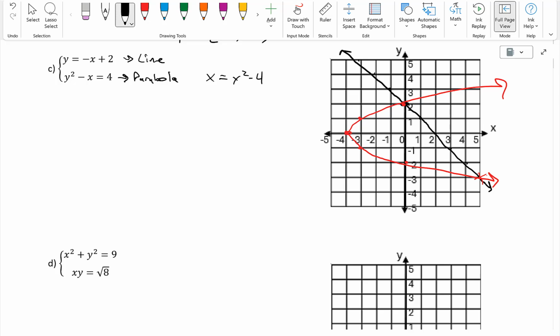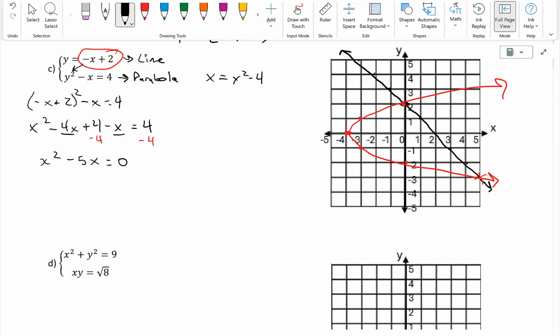So I'm going to do, let's do substitution since we're already solved for y. All right, so we can take that minus x plus 2, and we're going to substitute it in here. So we get minus x plus 2 quantity squared minus x equals 4. If I square that, I get x squared minus 4x plus 4 minus x equals 4. If I combine my like terms and subtract my 4 from both sides to set it equal to 0, I get x squared minus 5x equals 0.